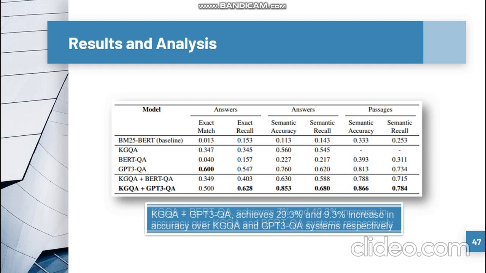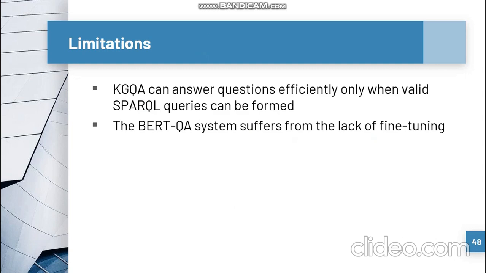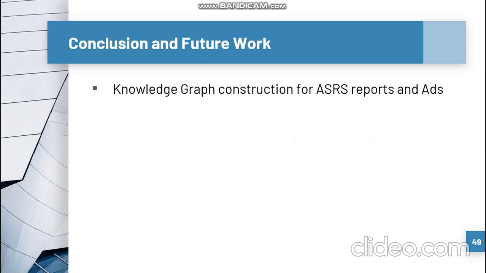So this module achieves 29.3% accuracy and a 9.3 increase in accuracy over the knowledge graph question answer and GPT-3 question answer systems individually, respectively. The researcher had a few limitations, like the knowledge graph question answer can answer questions efficiently only when valid SPARQL queries can be formed. The BERT question answer system suffers from a lack of fine-tuning.